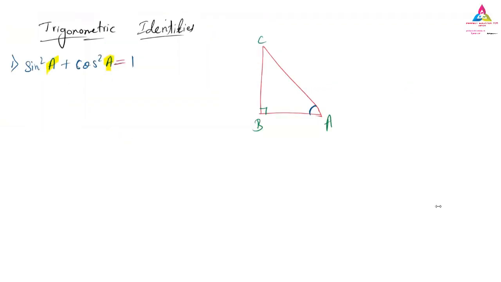Here we have the first trigonometry identity, that is sin square A plus cos square A is equal to 1. Very importantly, we have to prove this. We have to verify it also. Directly, we can't take anything. So how to prove that?